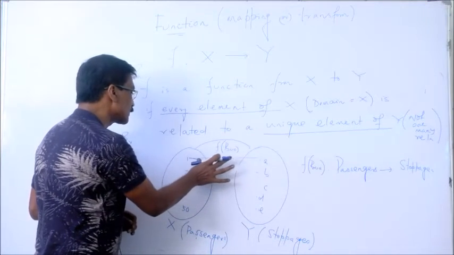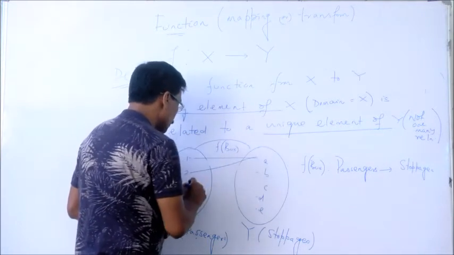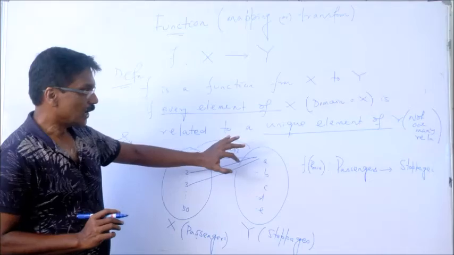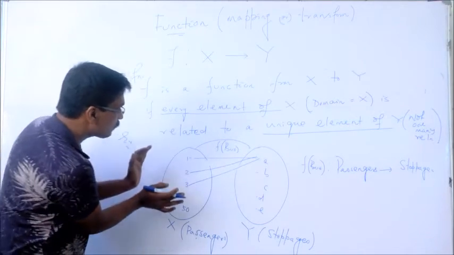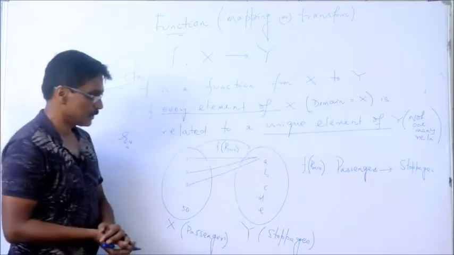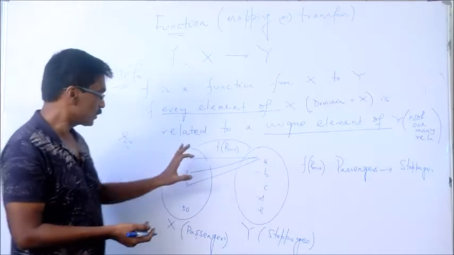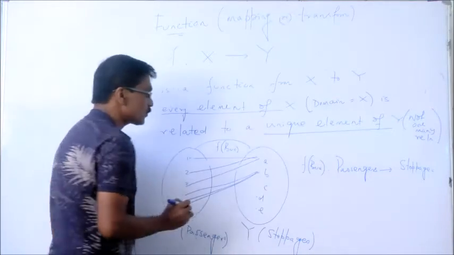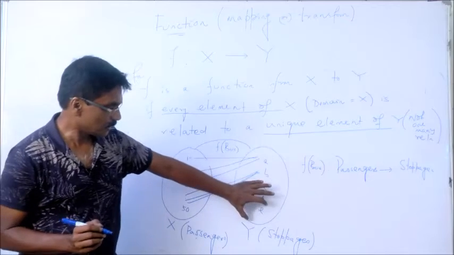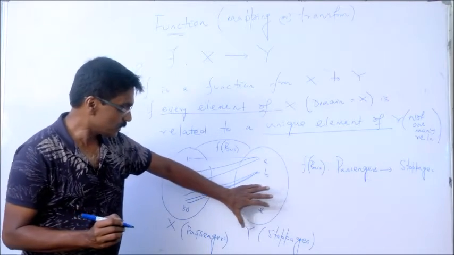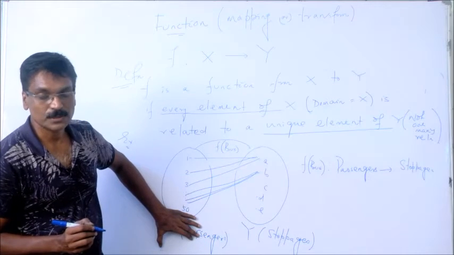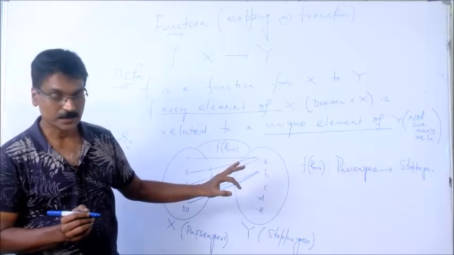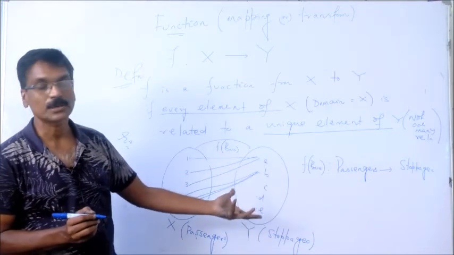But 2 or 3 passengers can drop at one stoppage. Another thing is, all the passengers will have different destinations. So, they will go to different places. Some stoppages will not be occupied. So, here domain is always equal to x set, and it is not a one-many relation, it is a many-one relation.